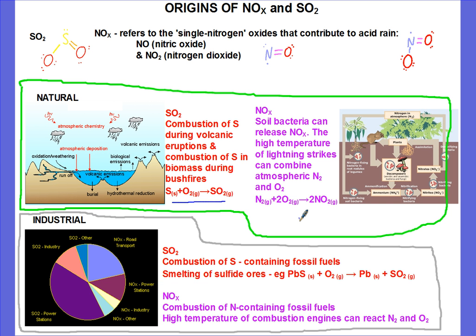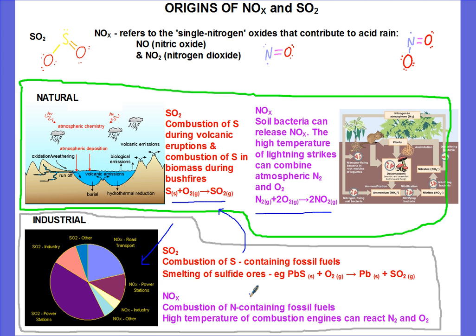Nitrogen oxides, they can come from soil bacteria, but also the high temperatures of lightning strikes can cause atmospheric nitrogen and oxygen to combine to form both nitrogen dioxide and nitric oxide. Industrial sources. Now there's a whole range of industrial sources, mainly to do with combustion. And the first one, if you've got combustion of sulfur-containing fossil fuels, you're going to get sulfur dioxide, and that equation is exactly the same as that equation up there.